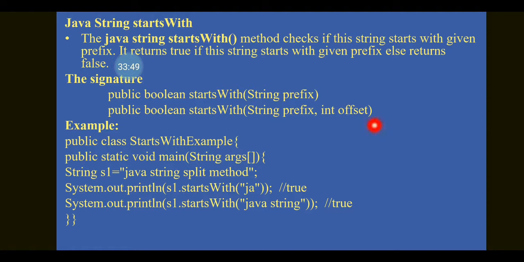And startsWith is used to check whether the particular substring is at the starting of the given string. s1.startsWith("Ja"). Yes, Ja is the start of the particular string s1, so it will return true as a result. Again, s1.startsWith("Java string"). Yes, Java string is also the starting part of the given string s1, so again it will return true as a result.